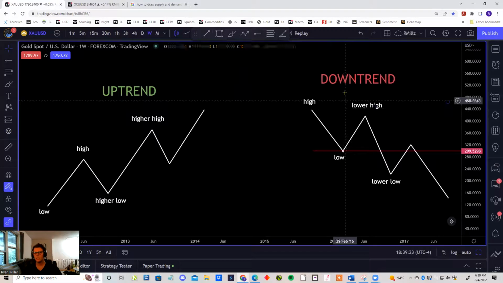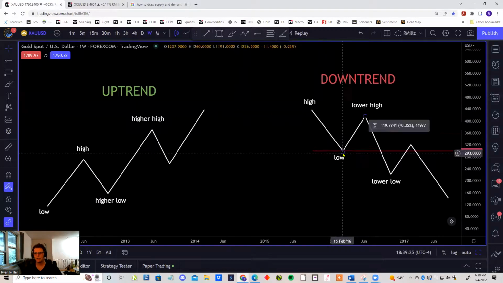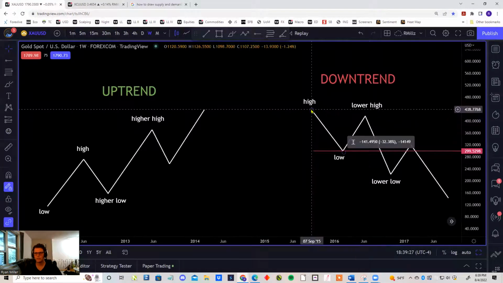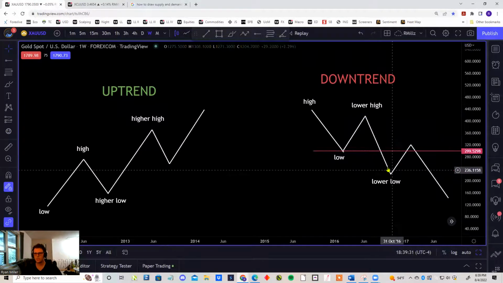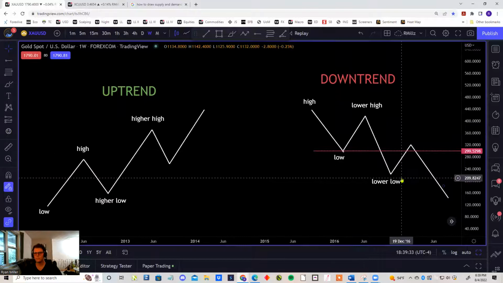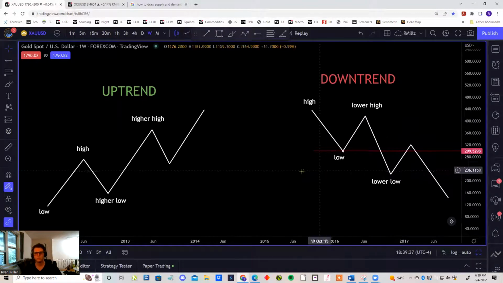Very simple. In a downtrend, we have a high, a low, a lower high, right? Because it's lower than this high. Moves down, breaks this low, creates a lower low. That's an established downtrend. High, low, lower high, lower low.